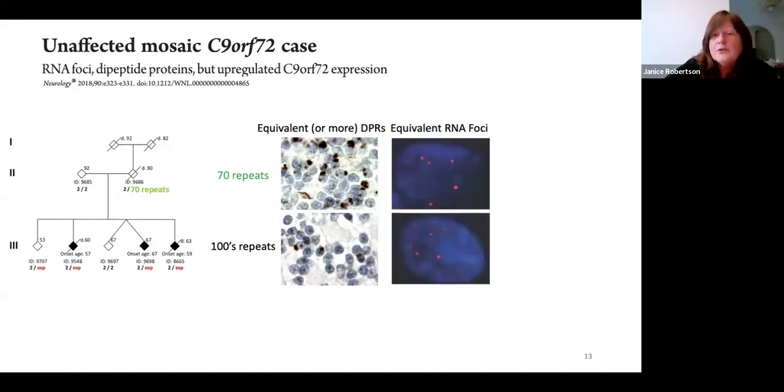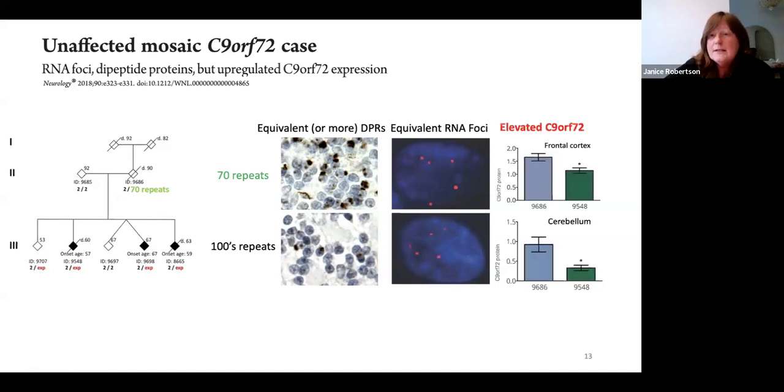They had equivalent numbers of RNA foci, but what was really surprising was that the father had increased levels of C9orf72, not decreased levels. For some reason, the 70 repeats led to an increase in C9orf72, but he had dipeptide repeat proteins and RNA foci. So the major difference here was the increased levels of C9orf72 in the father.